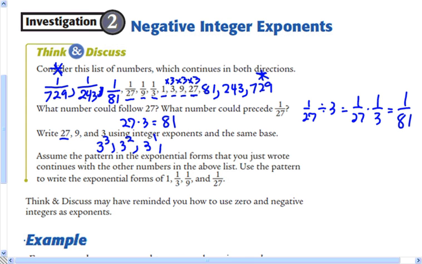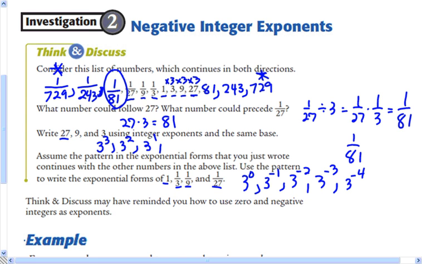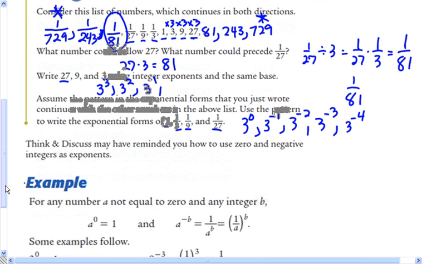And so if we assume this pattern continues, the numbers we would have for 1, 1/3, 1/9, and 1/27 would be 3 to the 0, 3 to the negative first, 3 to the negative second, 3 to the negative third, and so on. Our number here, 1/81, would be 3 to the negative fourth. So this gives us some idea of what negative exponents mean. Let me show you that in another way. I think a couple of examples are going to be needed here.